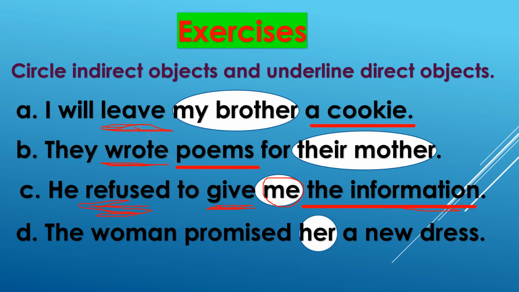Okay, the woman promised her a new dress. Okay, the woman, what did she promise? Promise here is the action verb. She promised a new dress. So a new dress here is the direct object, and she promised a new dress for her. So for her is the indirect object.